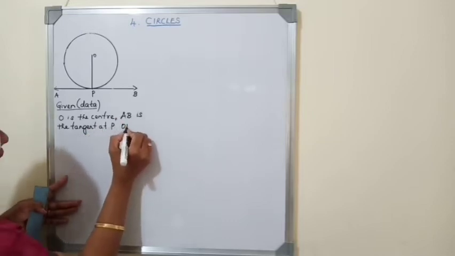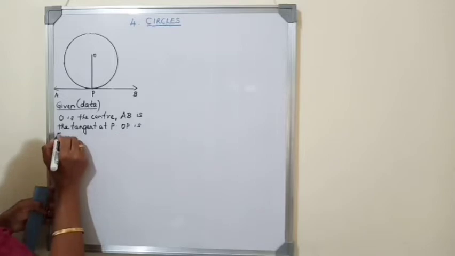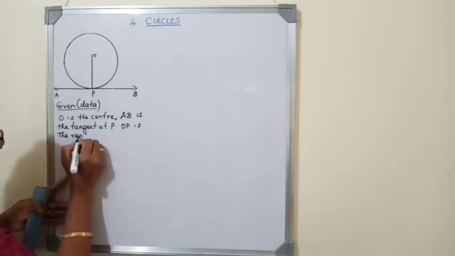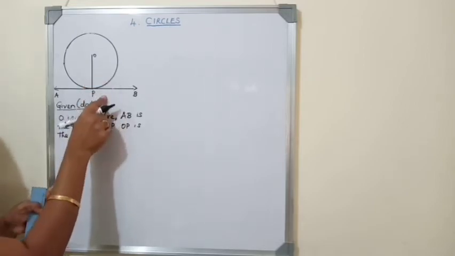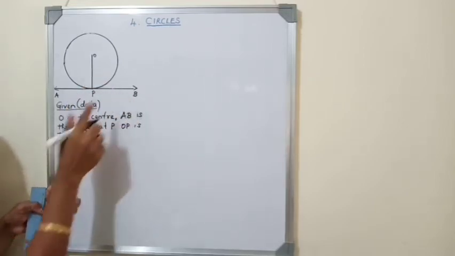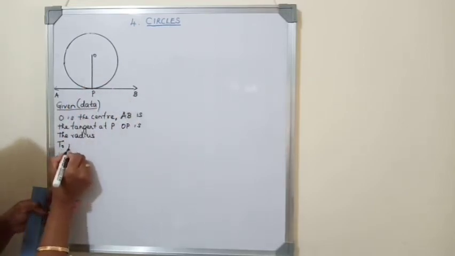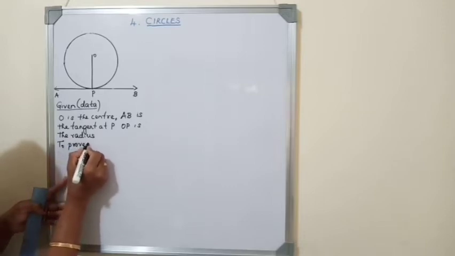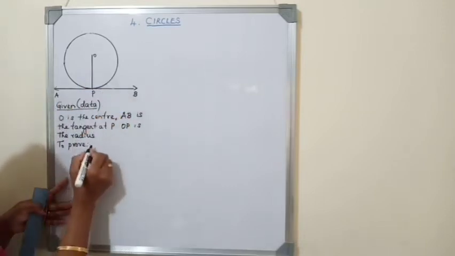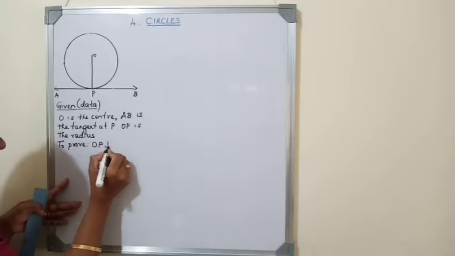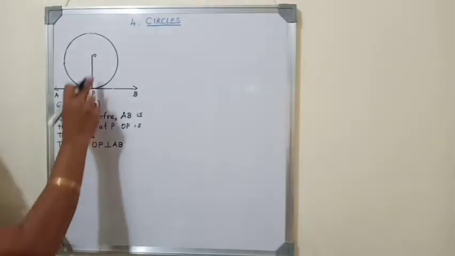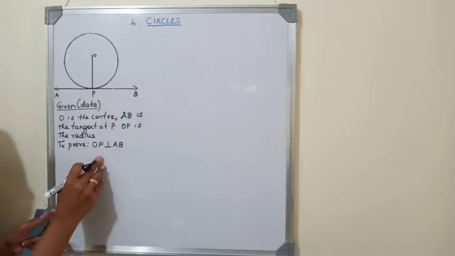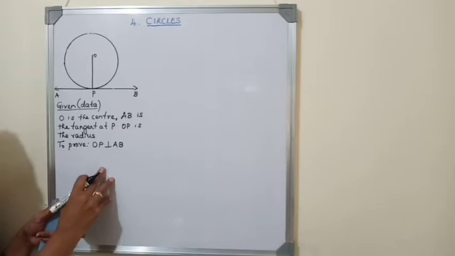OP is the radius. So we wanted to prove that this radius is perpendicular to the tangent. So to prove OP perpendicular to AB, we need to know about another theorem and its converse.